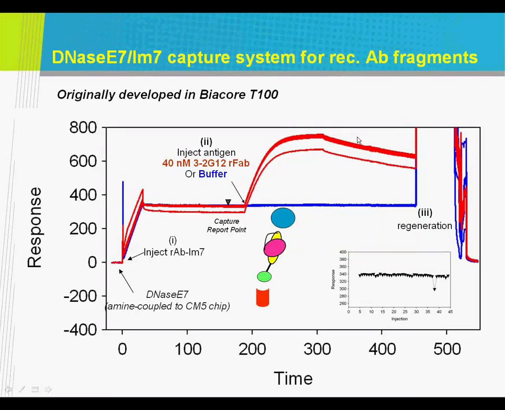We then went ahead and measured the interaction, in this case of the antigen scFv IM7 captured and binding to 3-2G12 Fab. We've done it with the pure sample of this single chain conjugate and with the sample that was just in an E. coli supernatant.